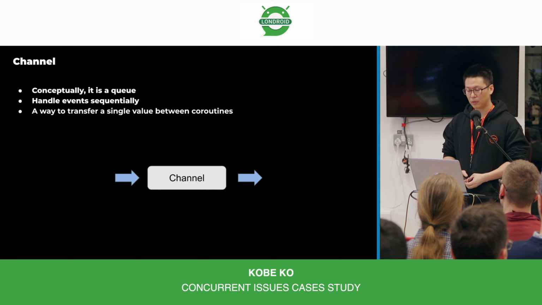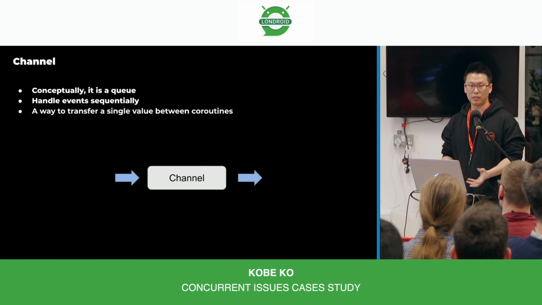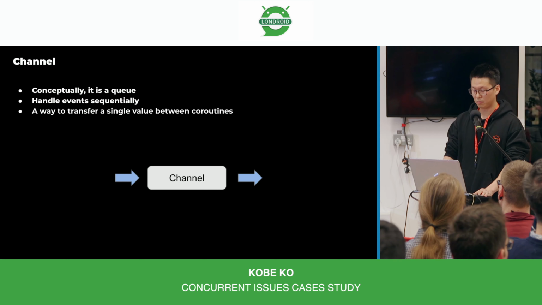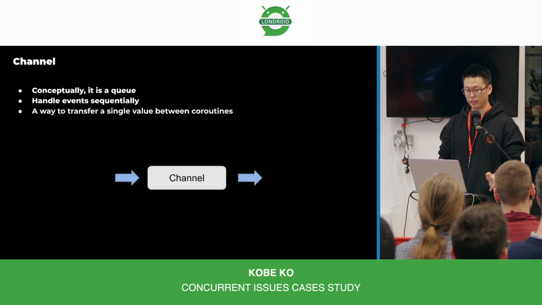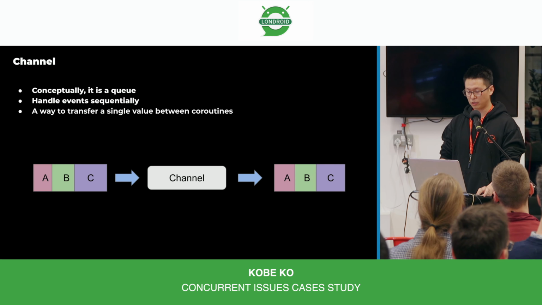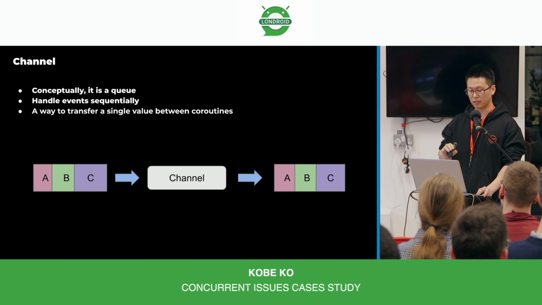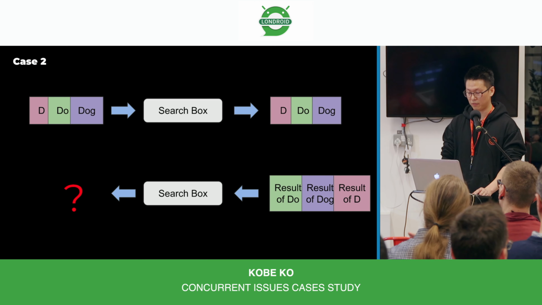At Depop, we use a feature from Kotlin itself. It's a channel, and basically it's a queue. So you handle every event sequentially. What that means is, if you put A into the channel, you will execute A first. You will execute in exactly the order in which you put the events into the channel. So let's see how we use a channel to solve the concurrency issue we have here.